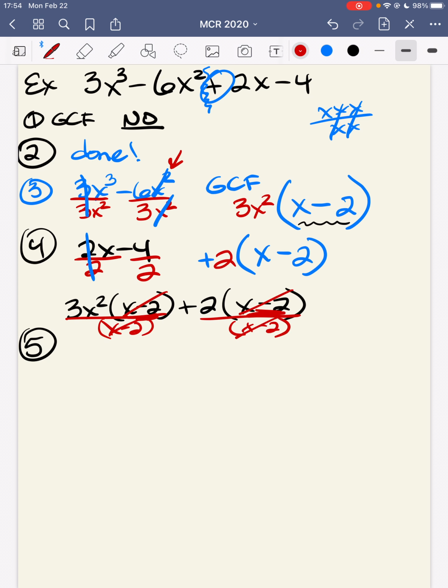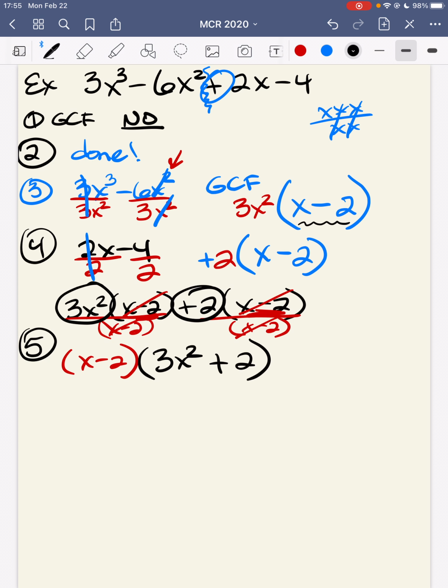So those are going to cancel. And my x minus 2 goes in front. And whatever's left over goes in a second set of parentheses, which is my 3x squared, and my plus 2. You have to keep the sign there. Okay, so now I've gone ahead and factored it into two binomials. I need to go ahead and check it and make sure this works.